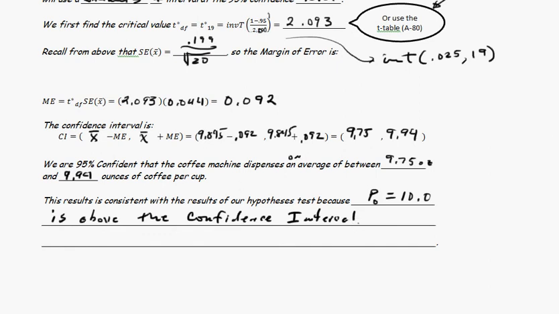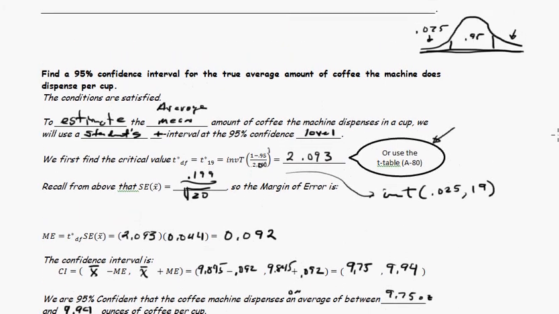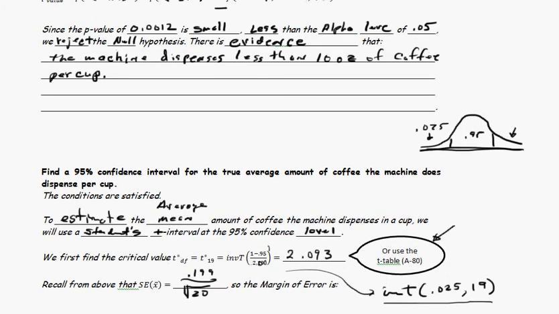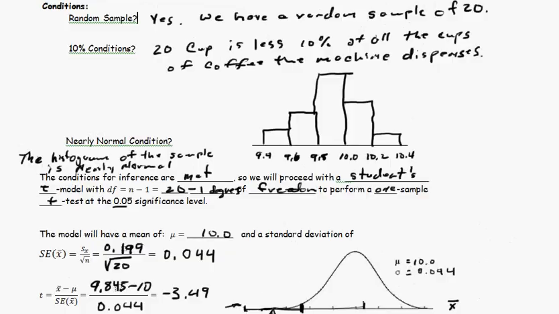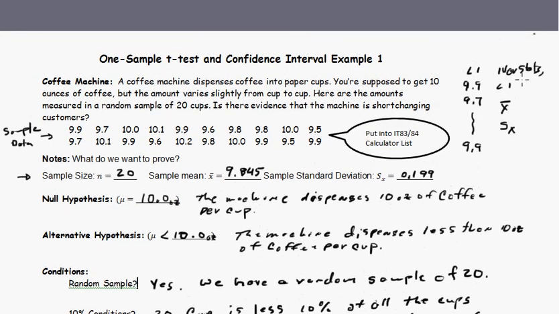Okay, so it's a long video, I understand, and I skipped over a few things. Some of the rough areas might be using the calculator, because I haven't shown you how to use it, but you've got to use the calculator here to get the p-value. You've got to use it to create the histogram, and to come up with the mean of 9.845 and the original standard deviation of 0.199 of the sample. Okay, good luck.